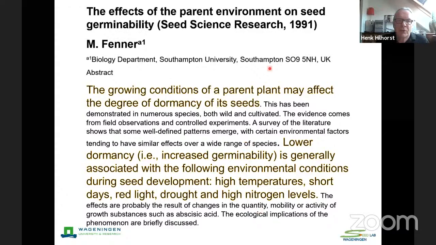The effects of the environment on seed germinability have been described for the first time in a more systematic way around 30 years ago by Michael Fenner from the United Kingdom, where he says that the growing conditions of a parent plant may affect the degree of dormancy of its seeds. And also lower dormancy, so increased germinability, is generally associated with environmental conditions during seed development like high temperatures, short days, red light, drought, and high nitrogen levels. So under these conditions, seeds have a low dormancy.